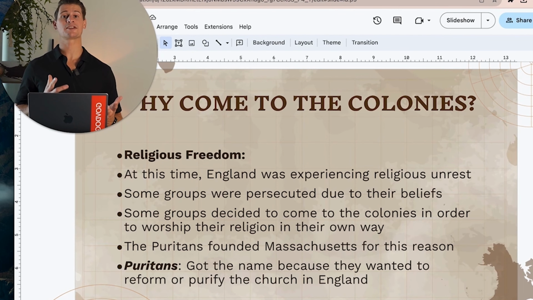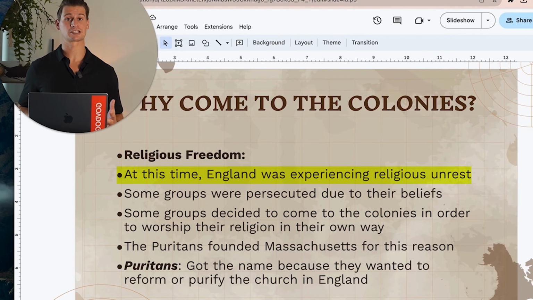So at the time, England was in religious unrest. Okay, people couldn't agree about what to do about religion. There were a lot of new ideas about religion that were coming to the forefront.